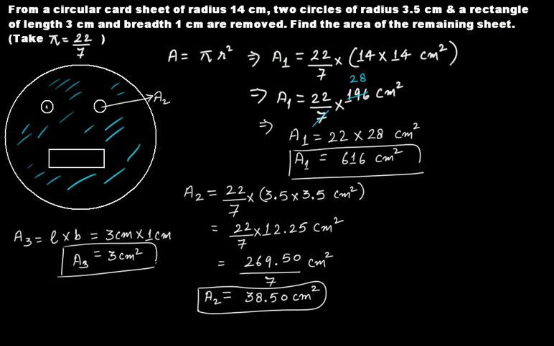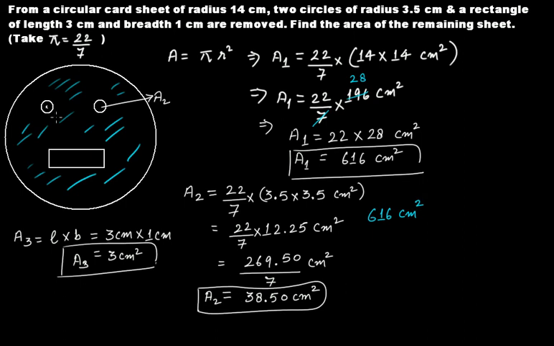Now, if we have to find the area of this shaded region, that means you have to subtract the area of this circle plus the area of this circle plus the area of this rectangle from the whole area of the larger circle, right? So here the larger circle is 616 centimeter square, right? This one.